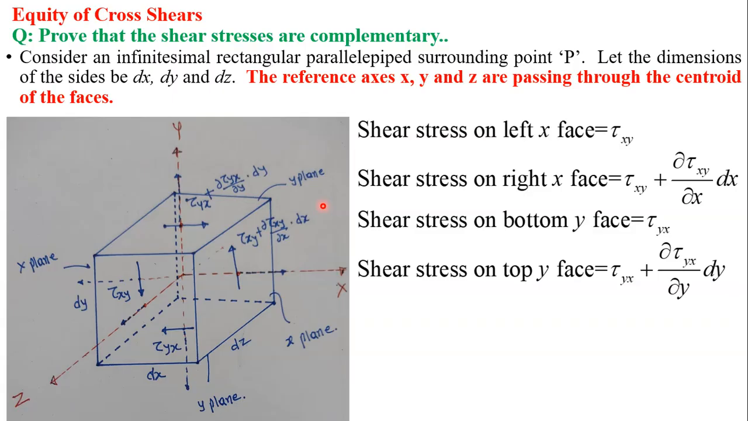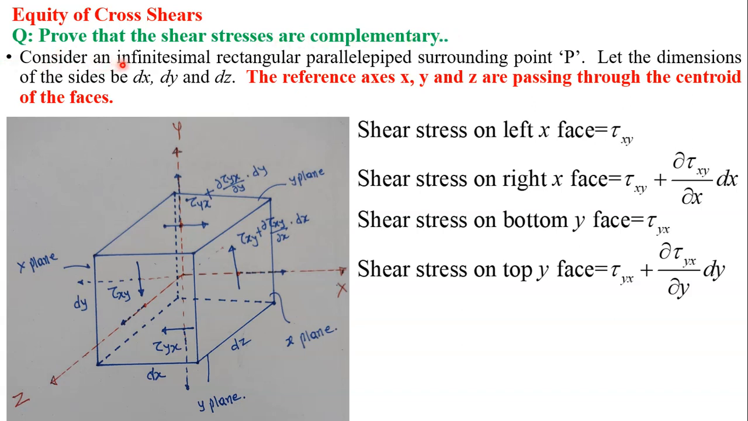Now with reference to that, let us discuss one question about equality of cross shears. Tau xy and tau yx. These are the two stresses. A slight difference is there. Tau xy is acting on x plane in y direction. Tau yx is acting on y plane in x direction. Let us see what will be the result. Our question is: prove that the shear stresses are complementary.